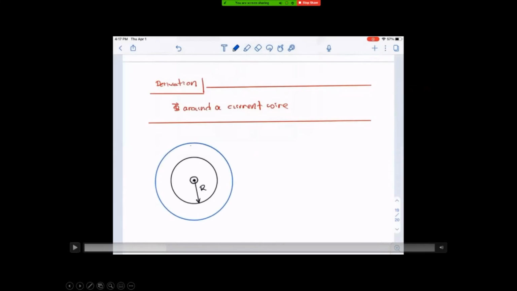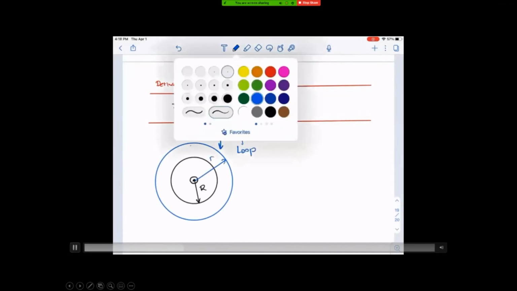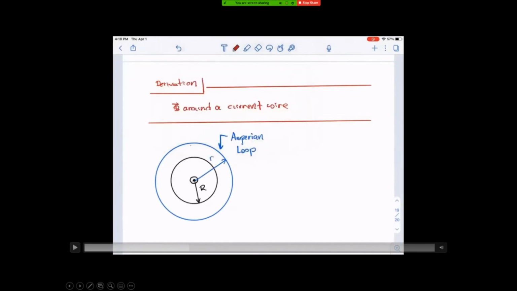This is the wire itself. This is the thickness of the wire, capital R is going to be the thickness of the wire. What we'll have to do is we have to do an Amperian loop, which is going to be a radial distance away from the center of the wire. Now we know that the magnetic field is going to be circling around the wire in this direction, otherwise known as the right-hand rule number 2 from my perspective.